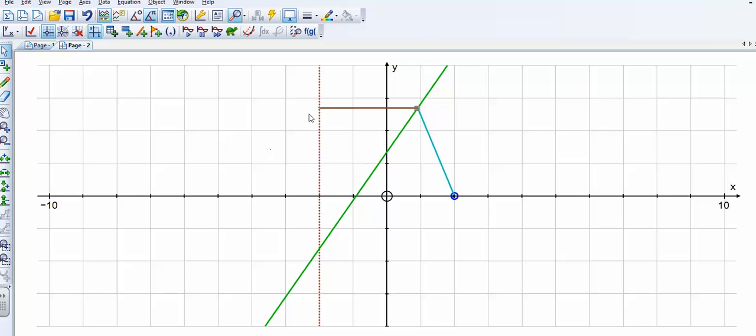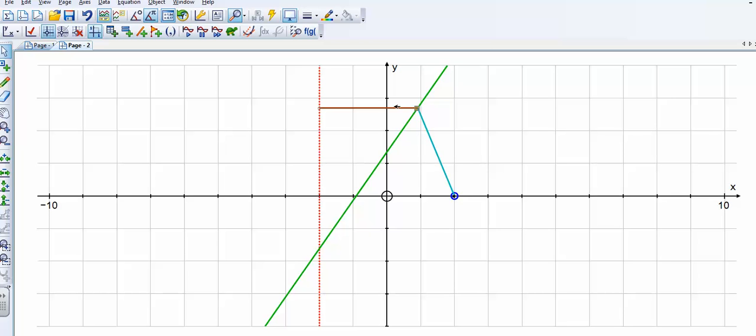I've now set up a line. I've done it at x is -2 and a point at 2, 0. So they're equal distance from the y-axis. And I've put in a point here and a point here. And then I've done a perpendicular bisector.